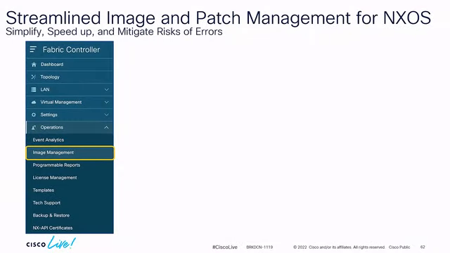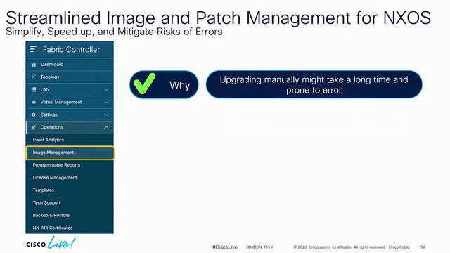Now, image management. We have completely streamlined the image management lifecycle with NDFC. As you know, it takes several cycles to perform a manual switch upgrade, and it's prone to error. So how are we improving this? We have four questions. First of all, why is it so important? Because upgrading manually takes a long time, is prone to error, and creates a lot of issues in operations.